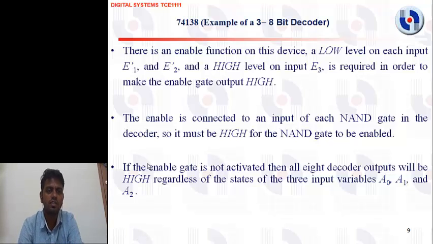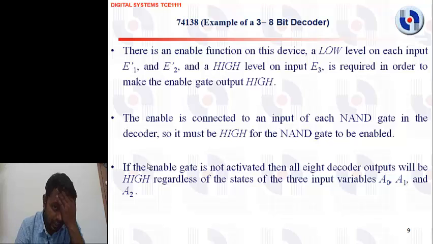Now this is the example of a 3 to 8 bit decoder. This code is 74138. There is an enable function on the device: a low level on each of inputs E1 dash and E2 dash, and a high level on the input E3, is required in order to make the enable gate output high. Another point is that the enable is connected to an input of each NAND gate in the decoder, so it must be high for the NAND gate to be enabled.